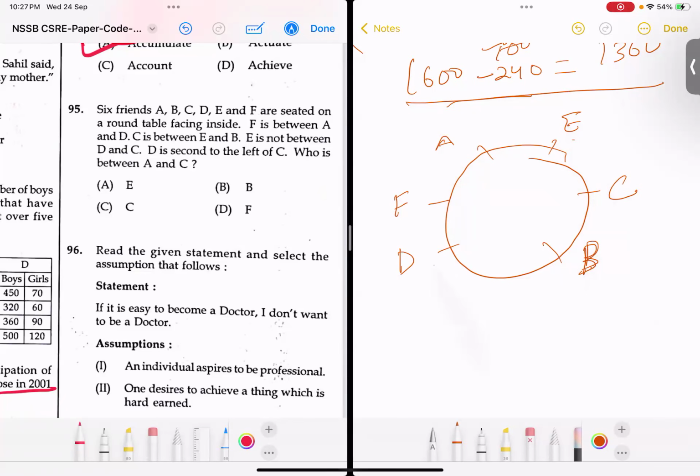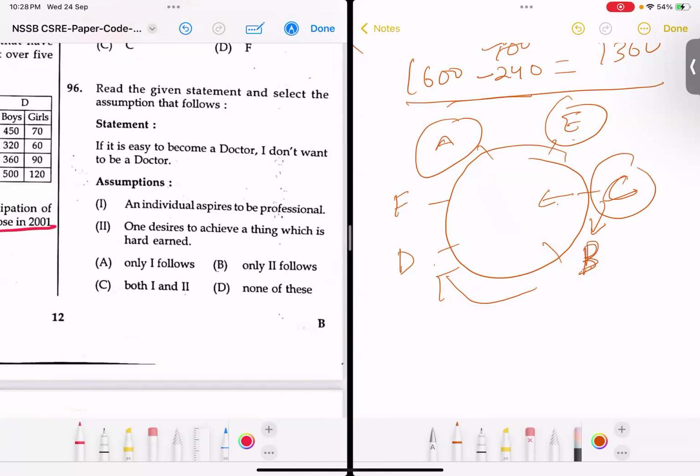It also says that D is second to the left of C. So C is facing inside. To the left is this side. So the second left of C is D, okay? Who is between A and C? The answer is F. So it's F, okay?